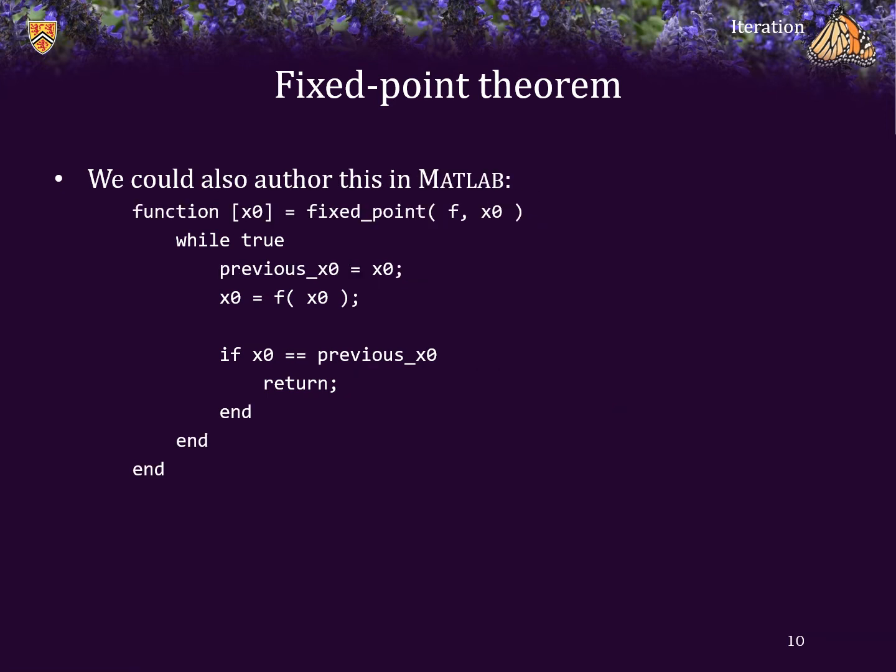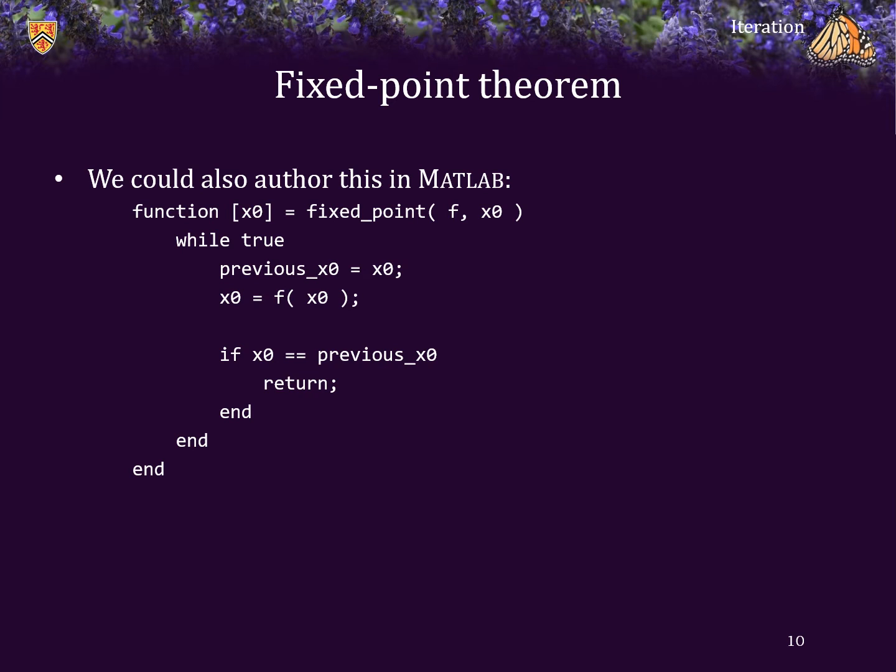All right, we can also author this in MATLAB. So here we have a function in MATLAB where the fixed point function has two parameters and it has one return value x naught. We have an infinite loop. That infinite loop starts with while true and the end of the loop is at the statement end. As you can see, the end of the function is also at the end of the corresponding end keyword. Now, inside the infinite loop, we set previous x naught equal to the current value of x naught. We then update x naught by assigning it the function f evaluated at x naught.